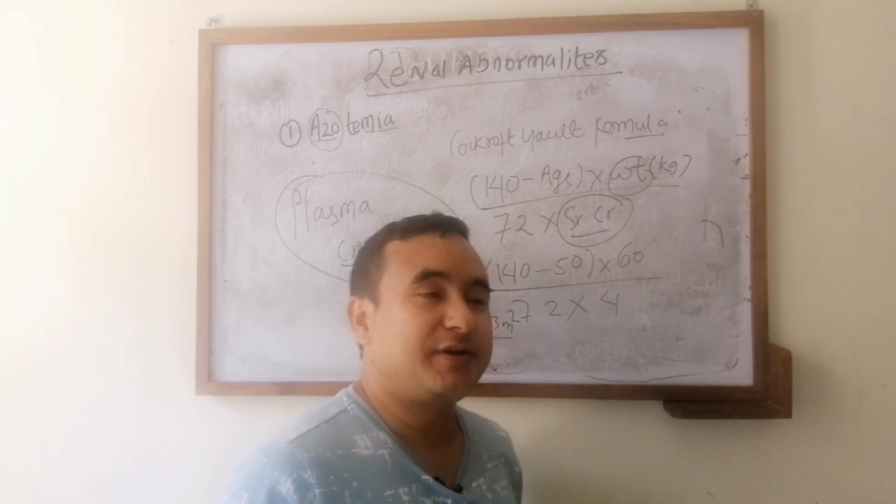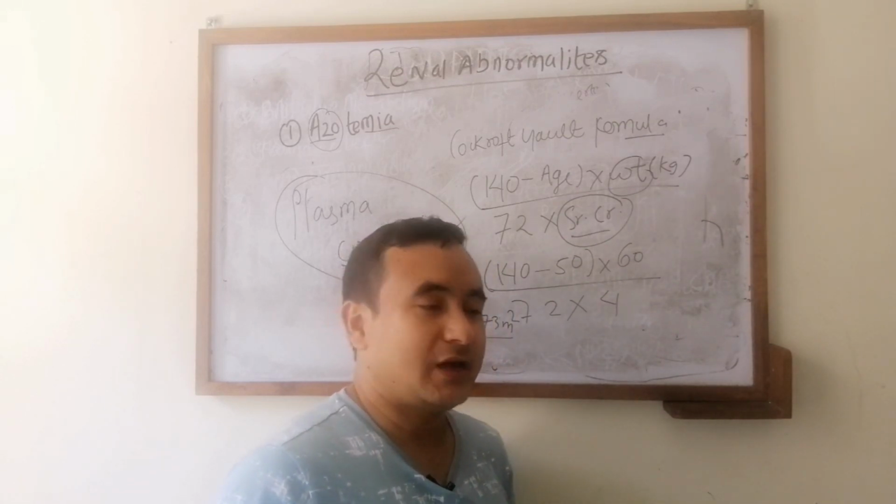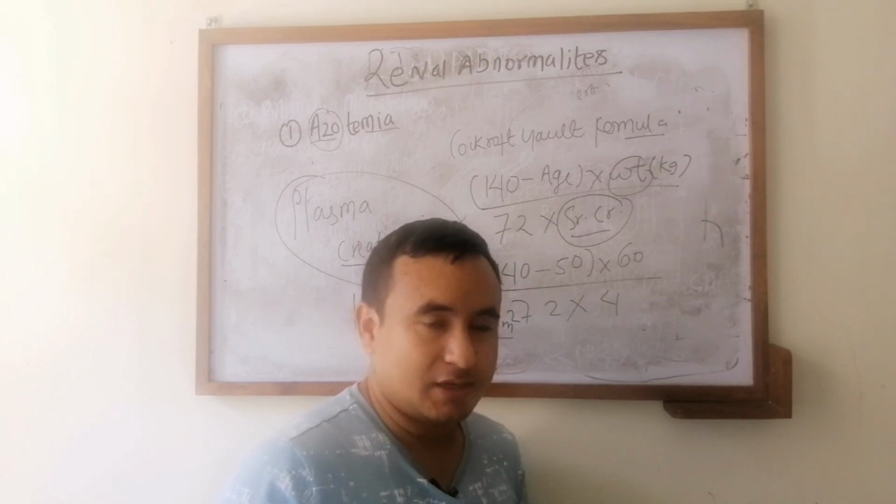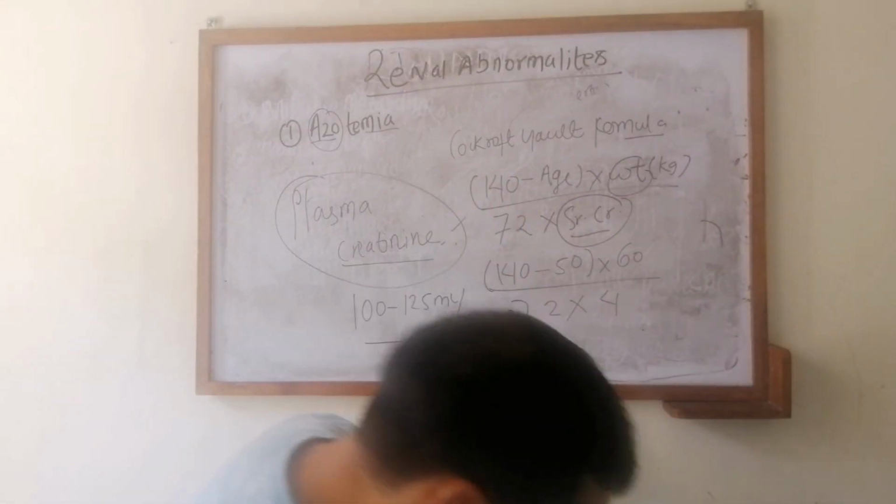Okay, so this is how we calculate the EGFR, and another formula that you can use is the MDRD formula and the CKD-EPI formula. You can easily get this calculator online, but you have to know this formula.